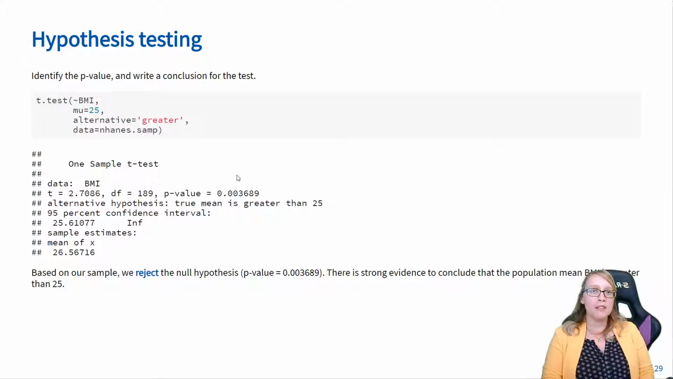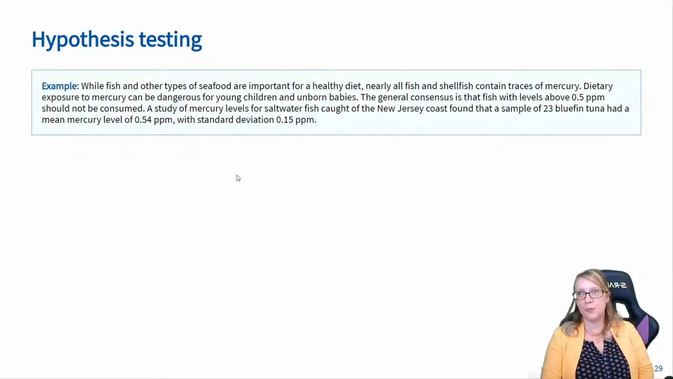Now remember, a p-value is a probability, so it's bounded between 0 and 1. 0 is as small as this p-value can get, so we're certainly approaching a very small p-value. Let's take a look at another example.